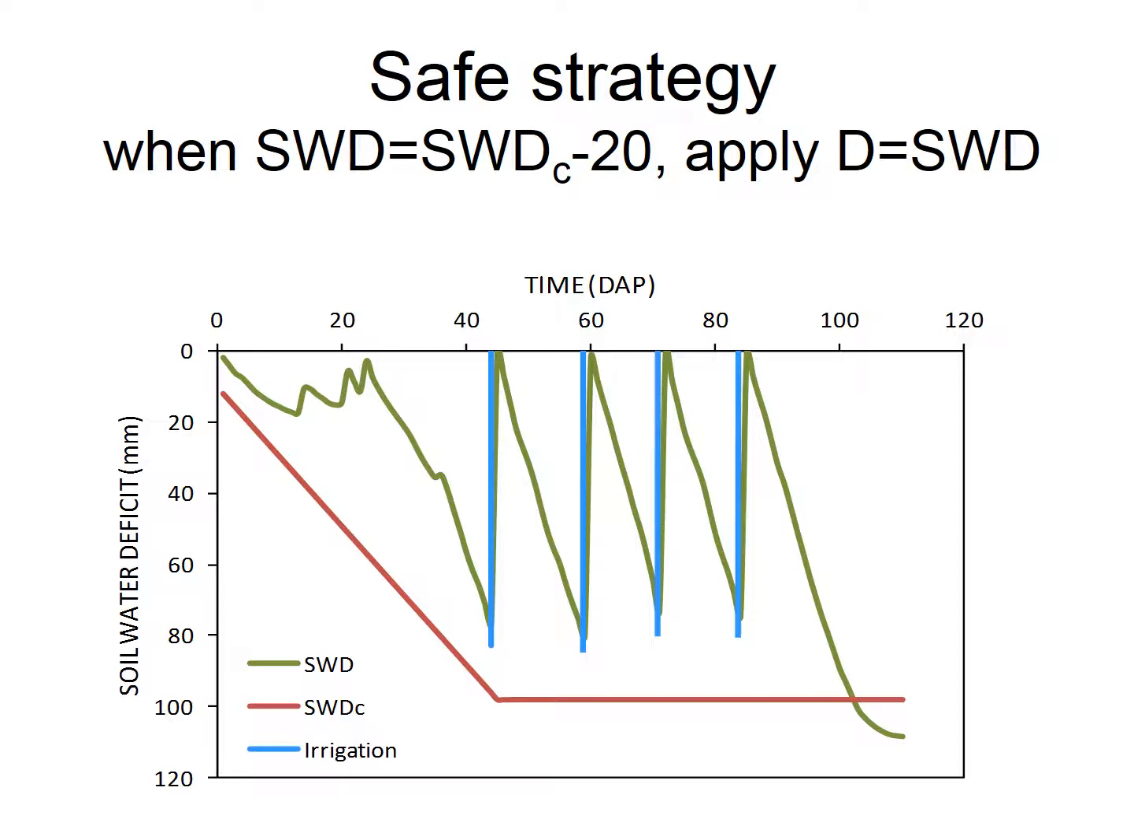Here we consider a so-called safe strategy that implies irrigating when the soil water deficit is equal to the critical soil water deficit minus 20 millimeters, and then we apply an amount equal to the soil water deficit. What we are doing here is that we are not using all the storage capacity of the soil. That means that if we have any problem with the irrigation system, we have time to fix the problem before going into water stress.